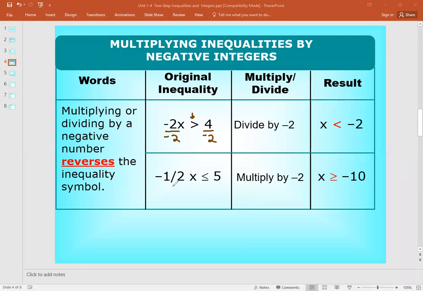Okay, the same thing here. If I had -1/2 x is less than or equal to 5, and I multiplied both sides by -2, then -2 times -1/2 is 1x, 5 times -2 is -10, and this symbol changed from less than or equal to greater than or equal to. Okay, so the rule is right here in this column. If you divide by a negative or multiply by a negative, that symbol will change direction.